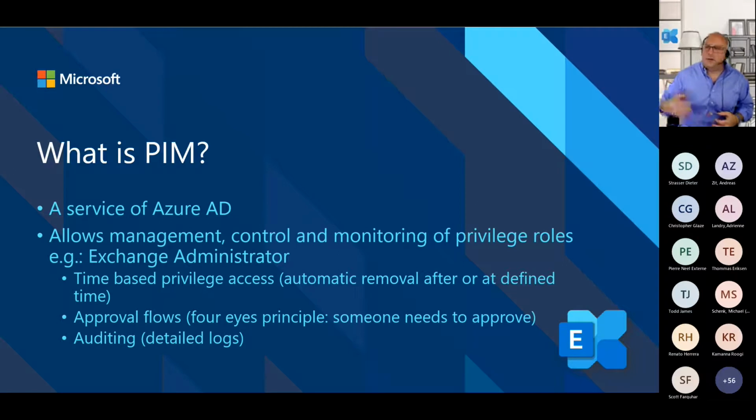On top of that, when you request a role, you can also have an approval flow behind it, so that one or two persons need to approve that you get this access. All of this also includes auditing. That means you have detailed logs: when someone requested a specific role, who approved it, all the timestamps, and all the actions you performed.